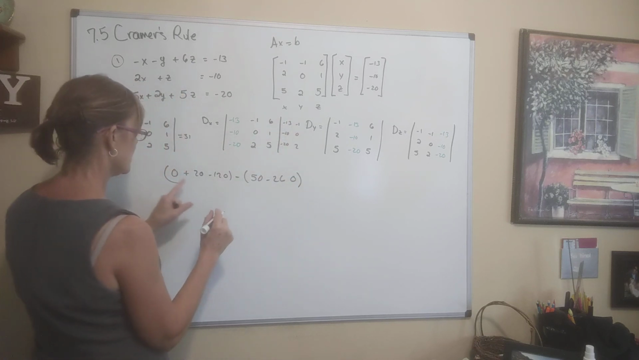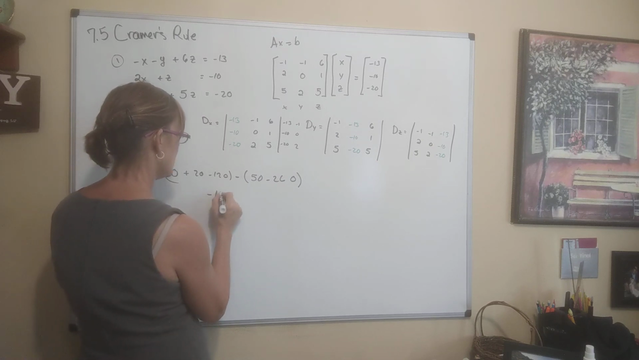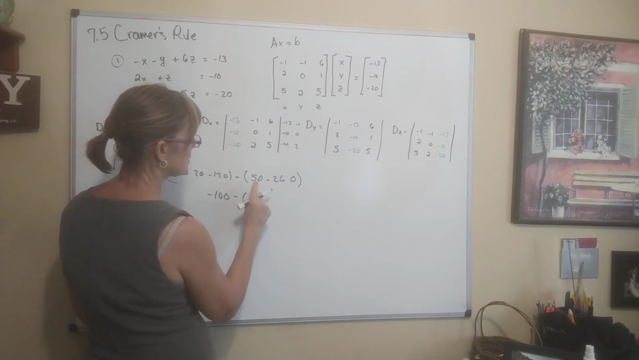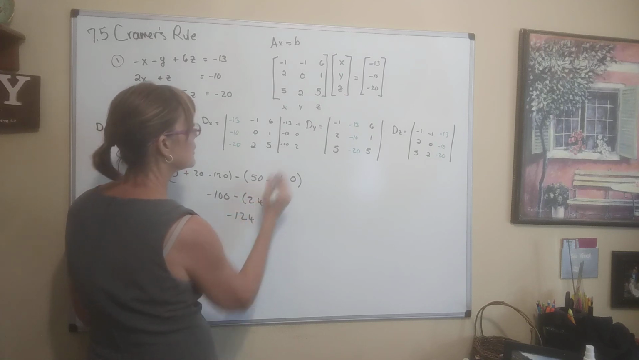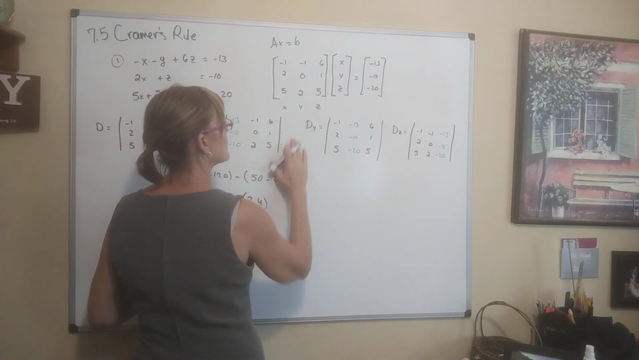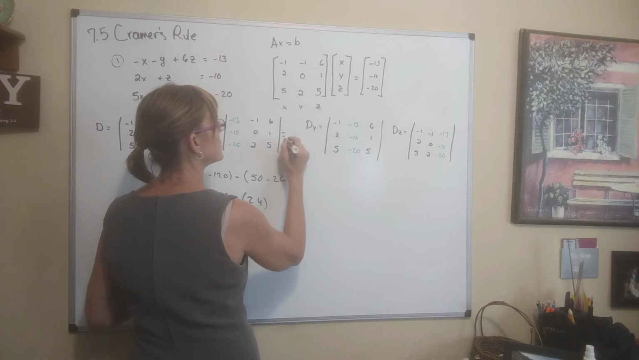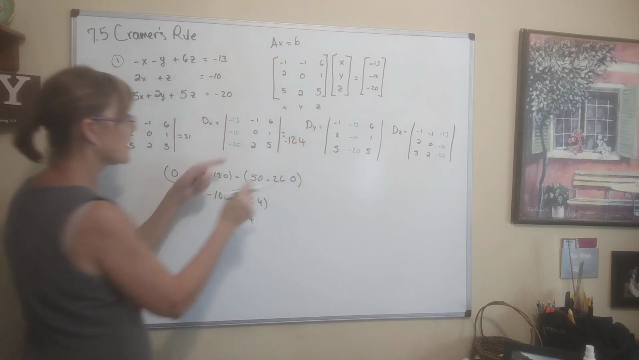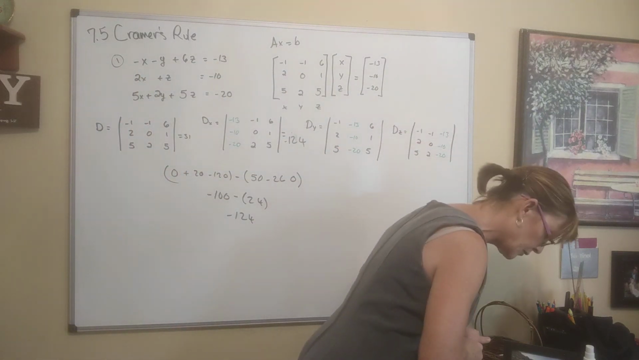Okay. I get 0 plus 20 minus 120 is -100. Minus 50 minus 26 is 24. I get -124. So d sub x is -124. All right, that was by hand. So I think it's easy to do by hand, but I don't care which way you do it.